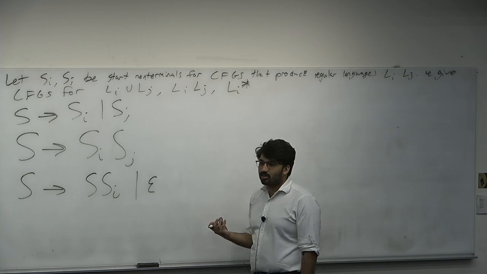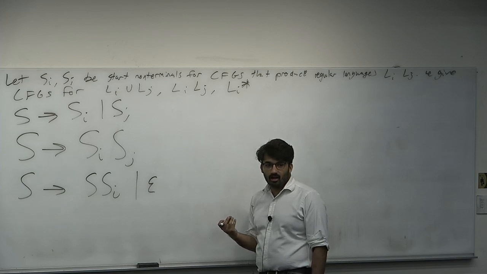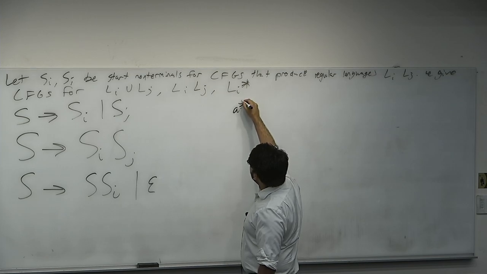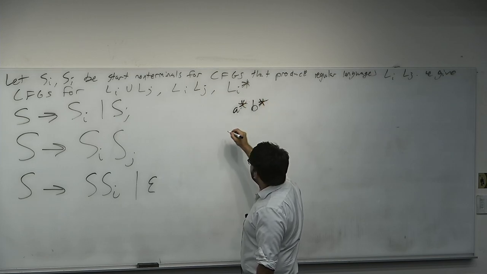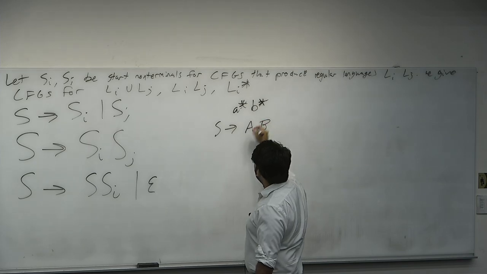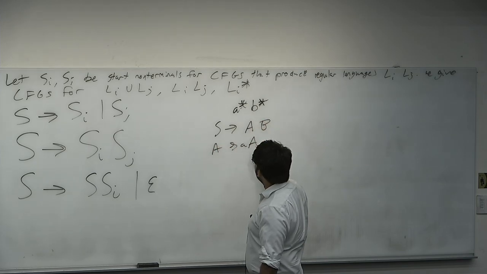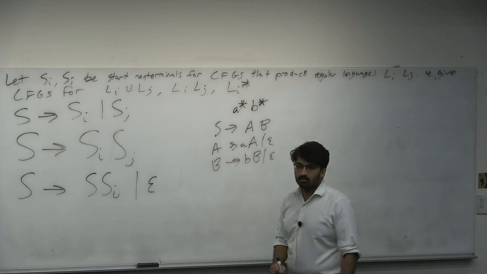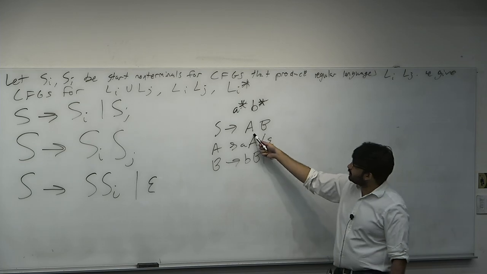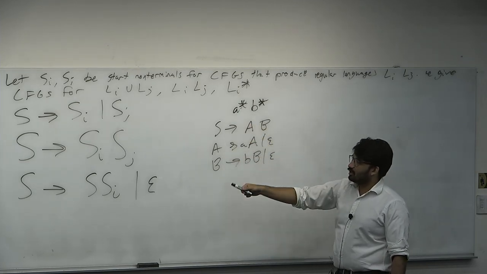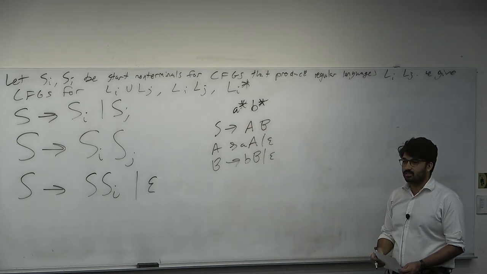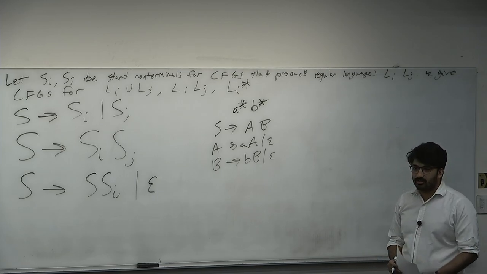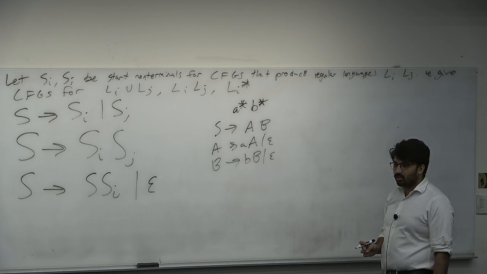You can convert any regular expression into a context-free grammar. It's the same thing. You could do A star, B star. So you could do S goes to AB, A goes to AA or epsilon, B goes to BB or epsilon, right? Same thing. A and B are the start non-terminals of A star and B star, and then A is produced using whatever methods we've done, concatenation and so on. Awesome. Now, this also proves that the context-free languages are closed under union, concatenation, and star, right?